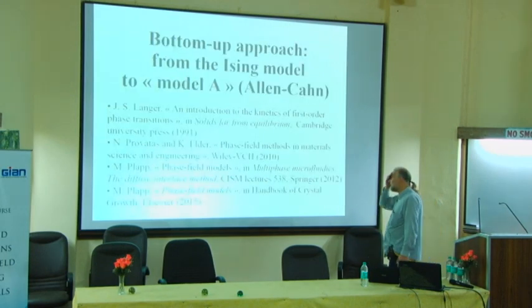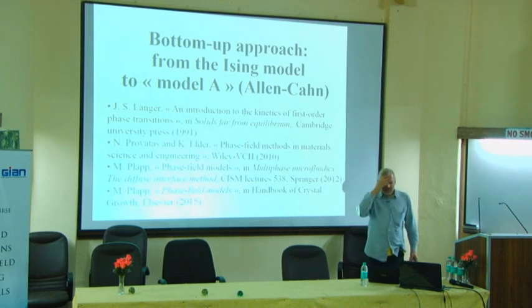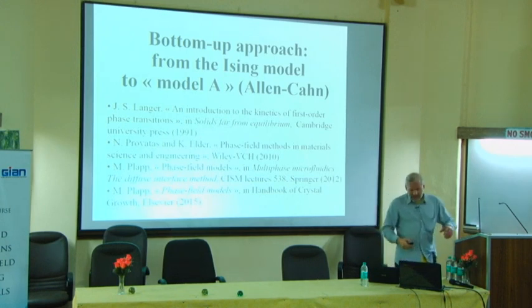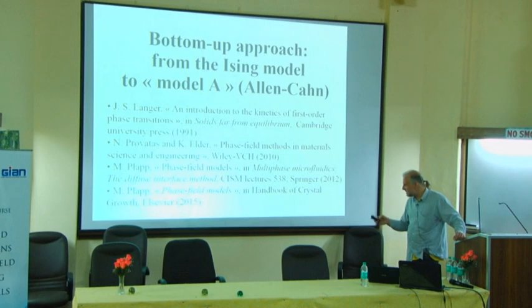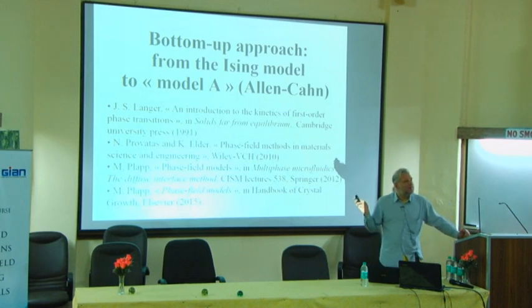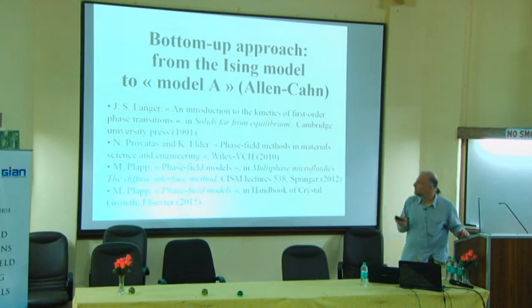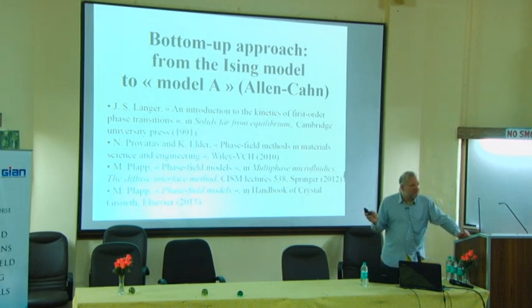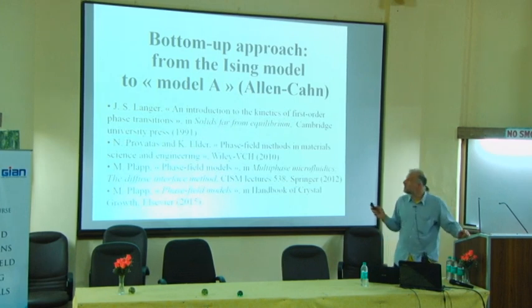Okay, so today we will speak about the bottom-up approach. That is, we will go from the Ising model to an equation that is called the Allen-Cahn equation, or also model A, which is in some sense the simplest phase field equation that you can have. Now, what's the Ising model? The Ising model is a very simple model for a magnetic phase transition. I will introduce and study it in detail with you in the lecture.